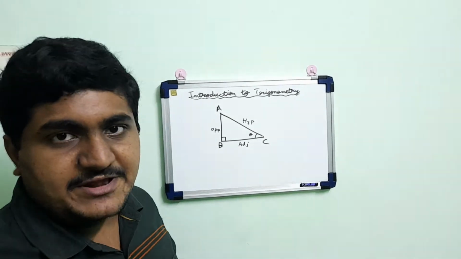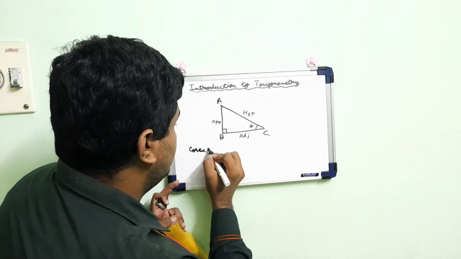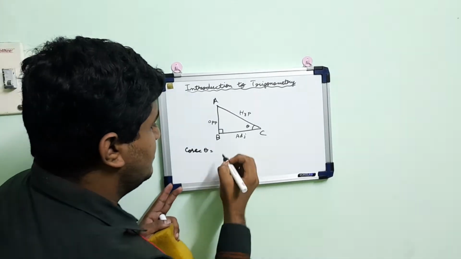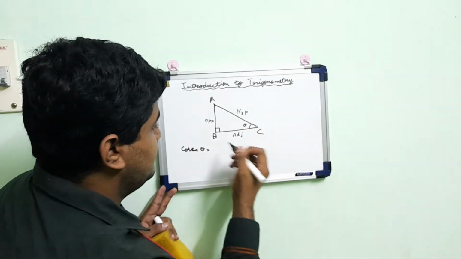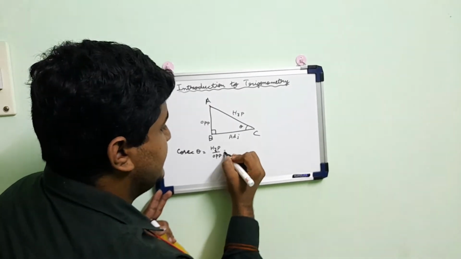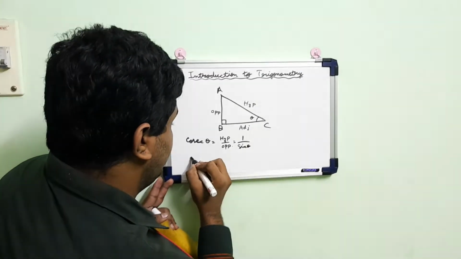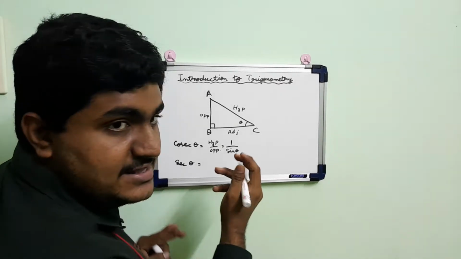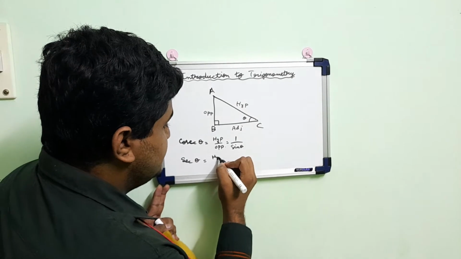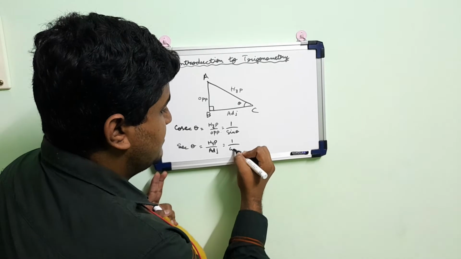Now we will see the remaining 3 trigonometric ratios, that is cosecant theta. Cosecant theta is the inverse of sin theta. So it is represented as hypotenuse by opposite. So we can also write this as 1 by sin theta. Next we will see about secant theta. Secant theta is the inverse of cos theta. So it is represented as hypotenuse by adjacent. It can also be written as 1 by cos theta.